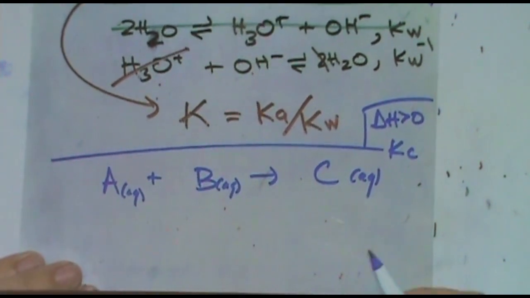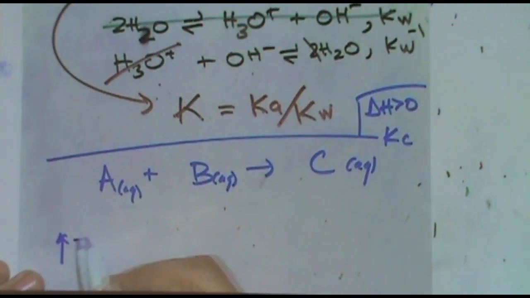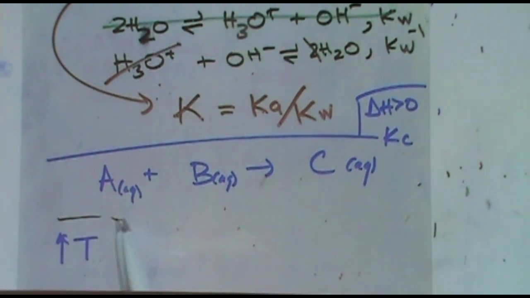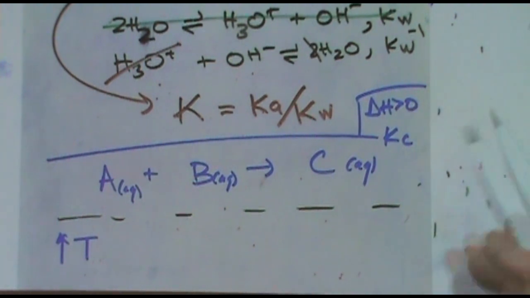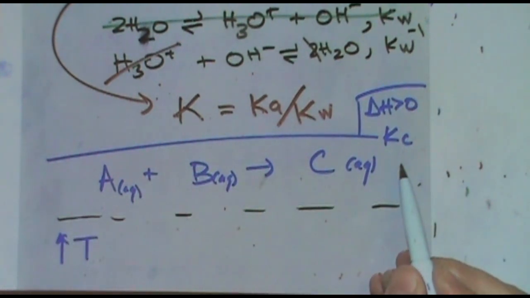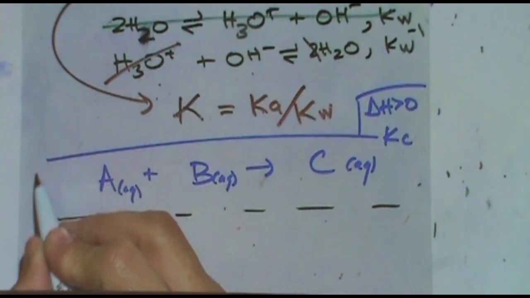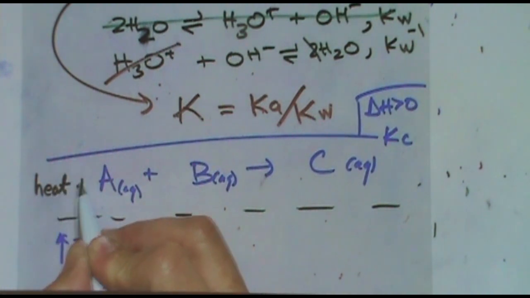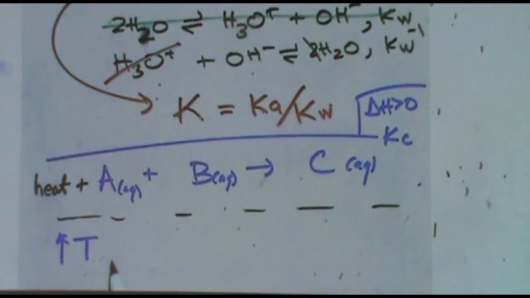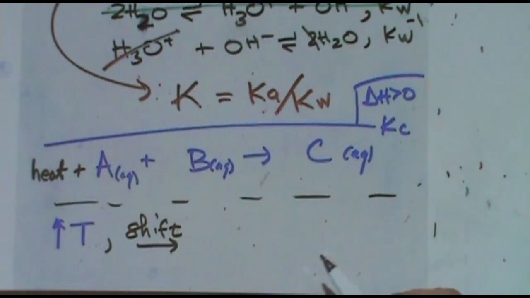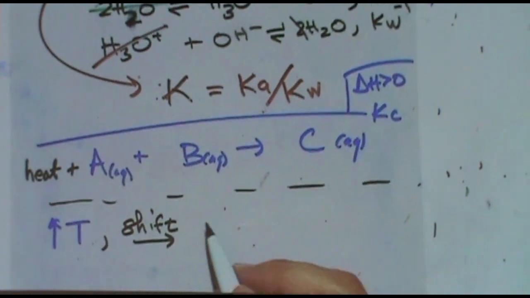So let's think about this. Let's say I want to increase the temperature, okay? If I want to increase the temperature, first of all, endothermic, should I think of heat on the left or the right? Left, yeah, I'm putting in heat. If I increase the temperature, which way will this shift? To the right. Okay, so equilibrium moves a little bit now.